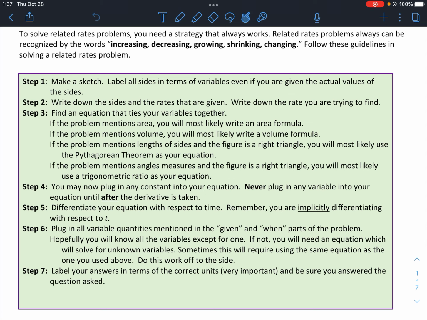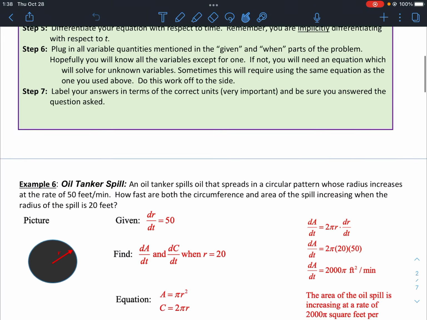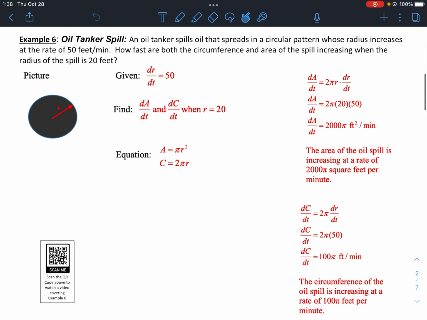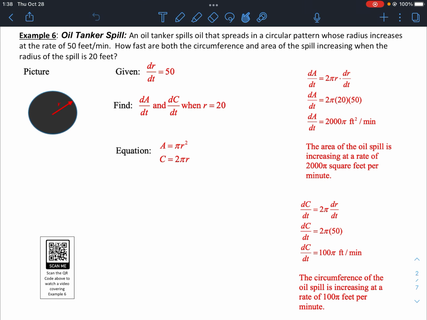So one problem at a time. Remember, for each one, pause the video before looking at it, and then once I show the answers, feel free to pause the video and look at it for as long as you need. Okay? So here's example 6, talking about an oil tanker spill. We're given the radius is increasing at 50 feet per minute. We want to know how fast the area and circumference are changing when r is 20.